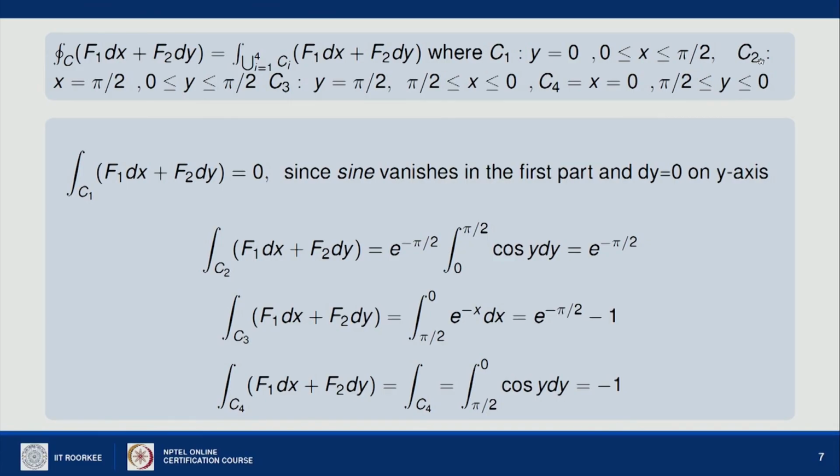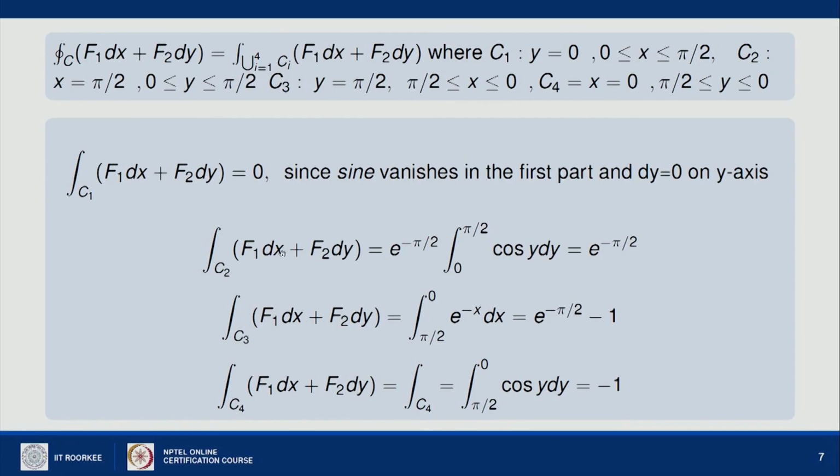The second arc C2 is the vertical line at x equals pi by 2, and y is moving from 0 to pi by 2. The third one, C3, is y equals pi by 2 and x going from pi by 2 to 0. Please note that here I am taking the counterclockwise orientation of the closed curve C, and then finally C4 is given by this one. So, f1 dx plus f2 dy along the curve C1 is 0, since sin vanishes in the first part and dy equals 0, since y is constant 0 here.